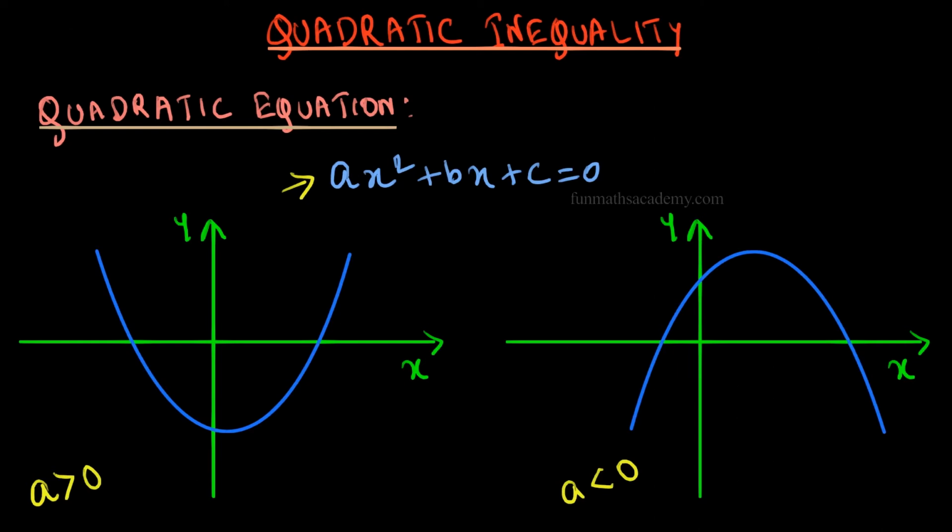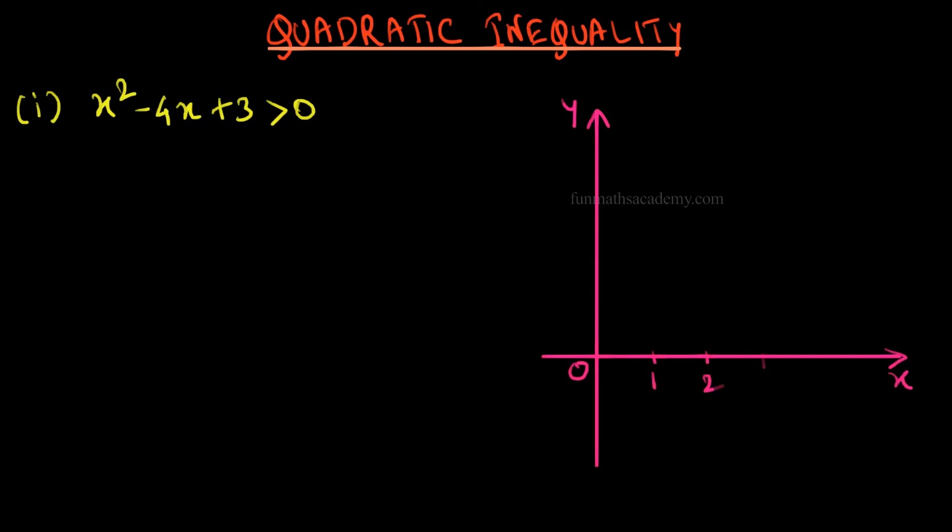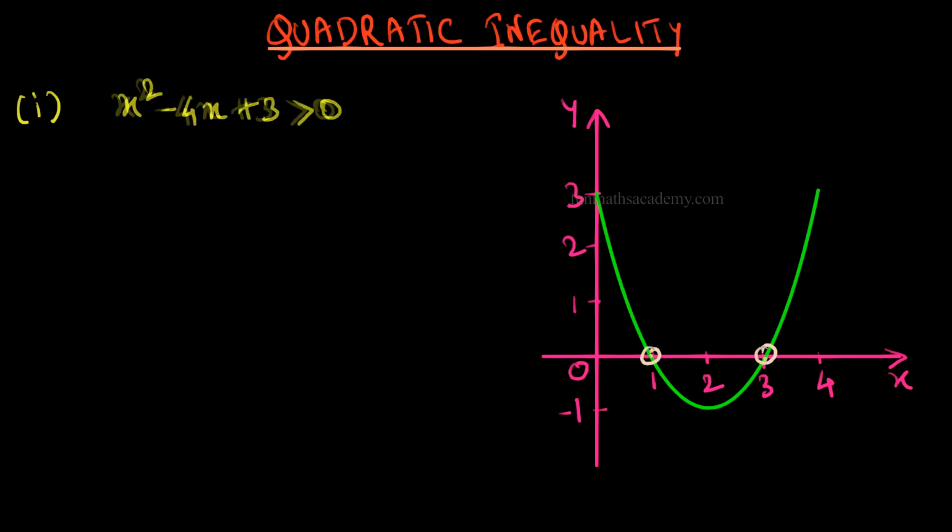To understand it even more easily, let us consider the inequality x squared minus 4x plus 3 is strictly greater than 0 and its corresponding graph. Let us denote this quadratic by y.